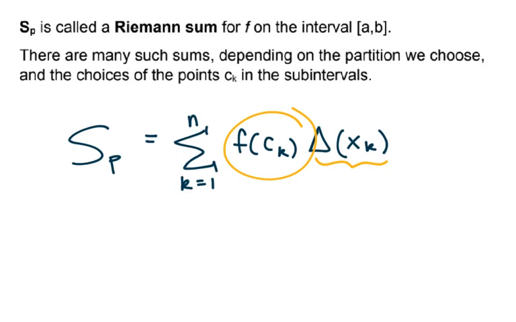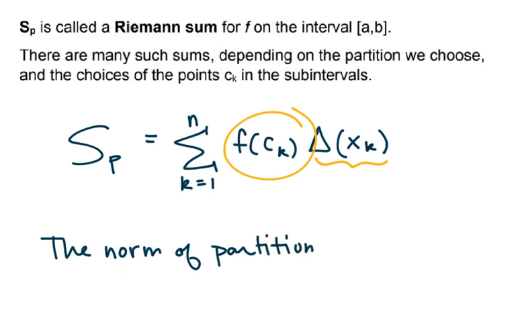So the last thing we want to talk about is, when we are creating all of these subintervals of varying widths, we can ensure that they are all thin enough by controlling the width of the largest subinterval. And that is what we call the norm. So what is the norm of the partition? The norm is the widest of all of my varying interval lengths, right?